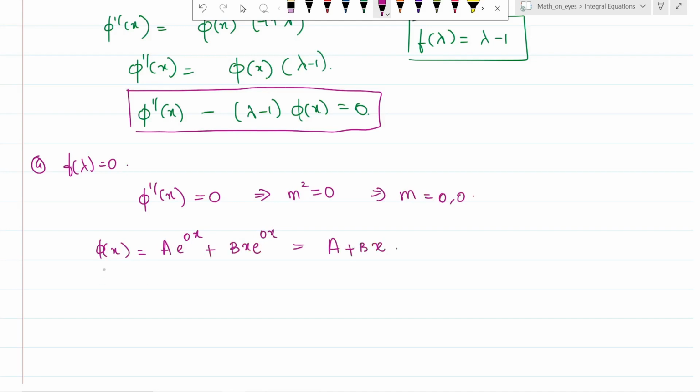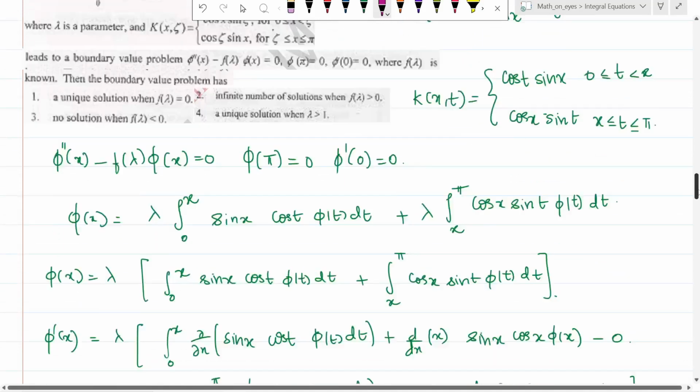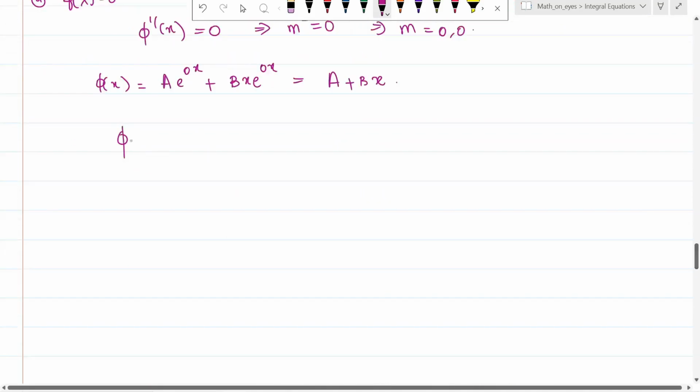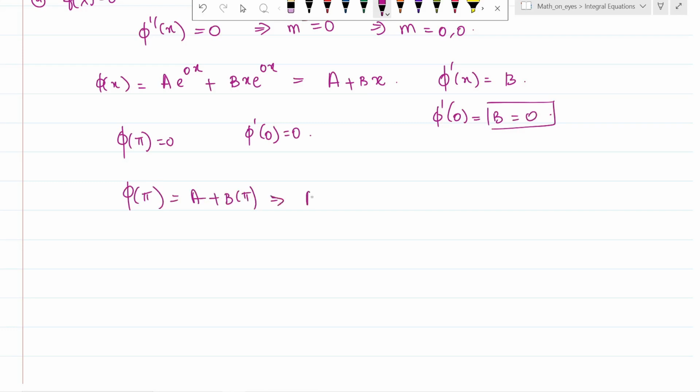And applying the boundary conditions, phi of pi is equal to 0, phi dash of 0 is equal to 0. Just determine phi dash of x, which is equal to b, since the differentiation of the constant a goes off and bx will give you b. Phi dash of 0 is equal to b, which is equal to 0, so we get b to be 0. Phi of pi is equal to a plus b into pi, which is equal to 0, and since b is 0, from this we get a is equal to 0.